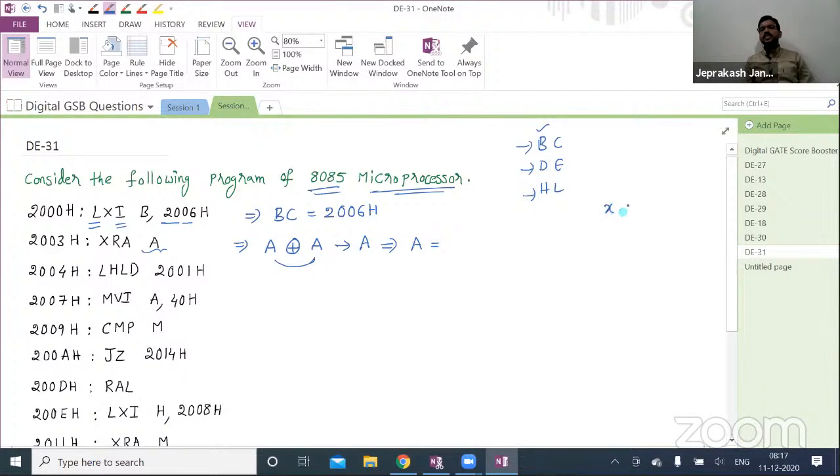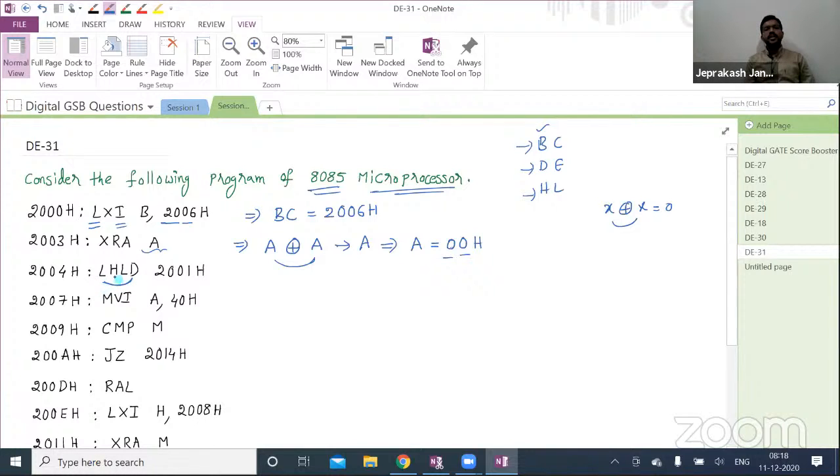Just like X exclusive-OR X, you will get 0. If both are the same, the output is 0. Here you have to represent it in the 8-bit case, so that means 00 hexadecimal. Each and every digit you can represent with 4 bits. Yes, Shubham. 00H. Now, here LD means load.